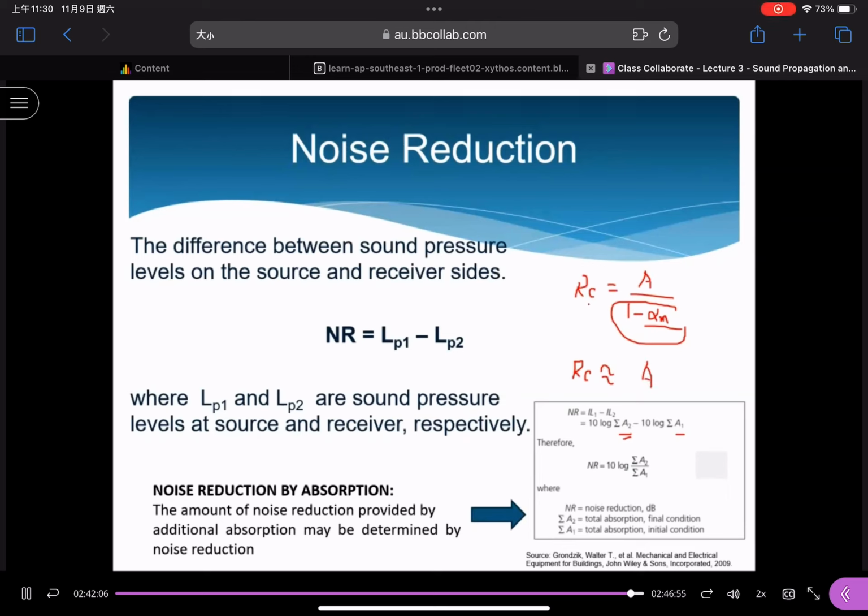Okay, when you do calculations, I suggest that you go to this equation rather than use this simple form. Because this is just a particular case, we assume that the absorption coefficient is very small. If the absorption coefficient is not that small, this one may have a calculation error.